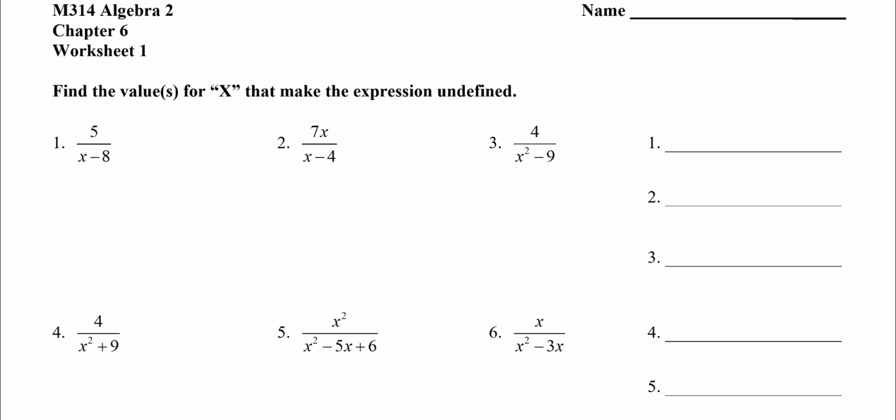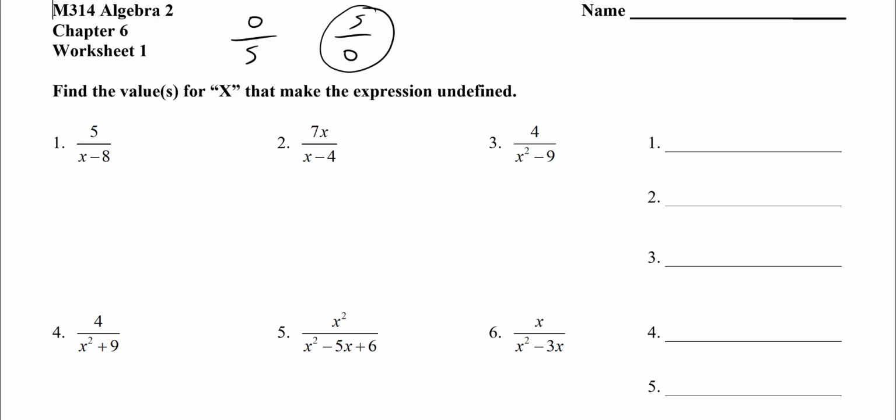If you look at this fraction, it says find the value of x that makes the expression undefined. So what makes something undefined? If you have 0 over 5 versus 5 over 0, which one is undefined? This one is undefined, 5 over 0. When the denominator is 0, it's undefined. Think of it this way: if the 0 is under, then it's undefined.